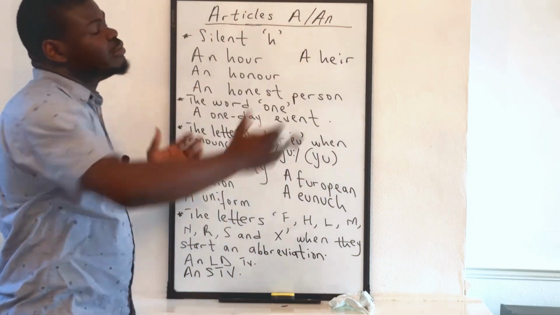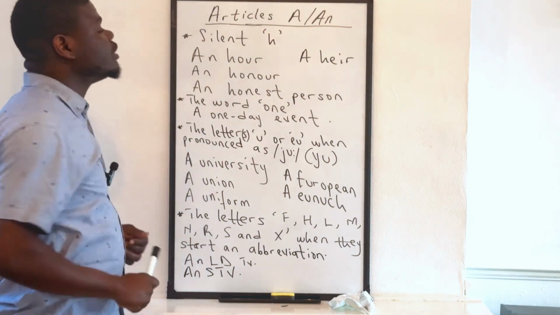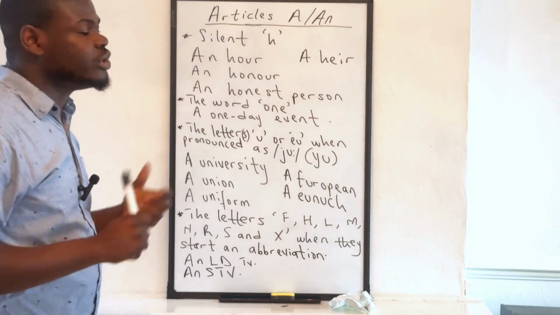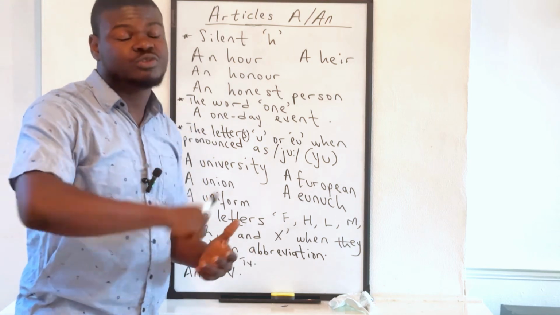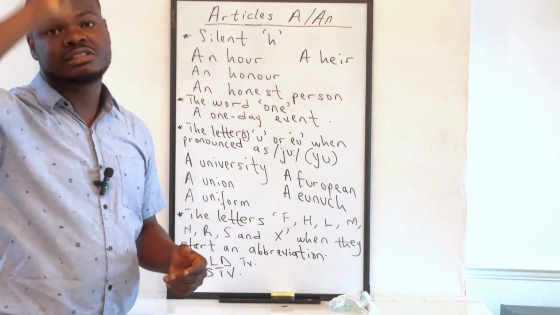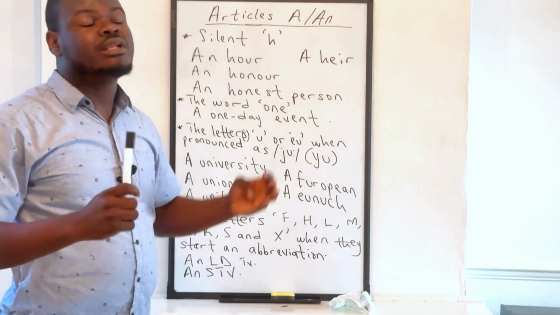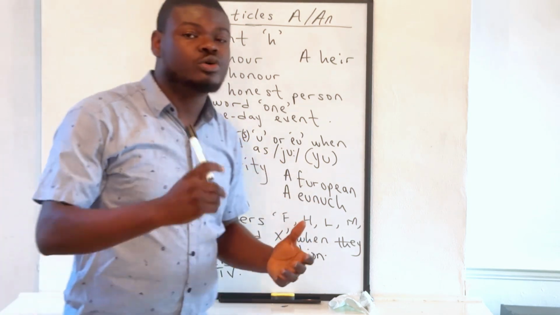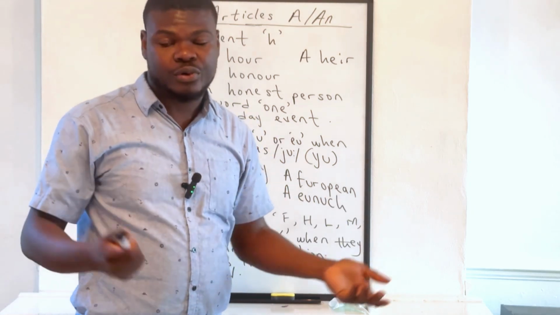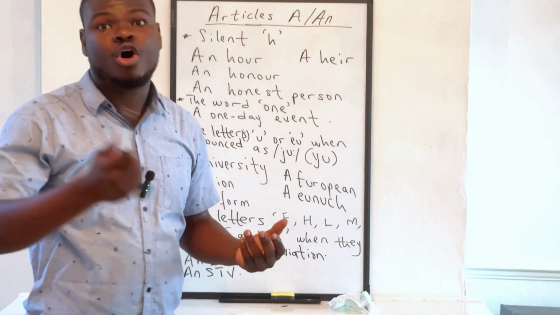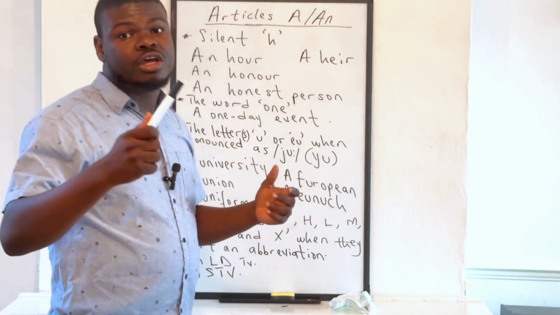So these are the exceptions to the rules I've just given you. The first one says silent H. So now we know that the letter H is a consonant letter. We've talked about that. We've said that your letters B, C, D, H, J, K, etc., when they begin a word, you should normally start that word with "a", like a book. And for the letter H, like a horse, like a husband, like a human.